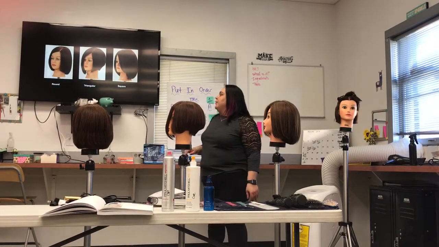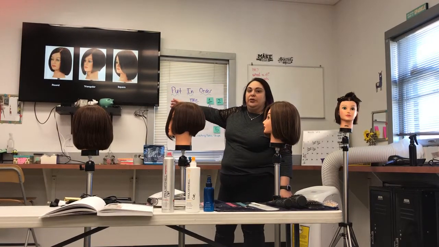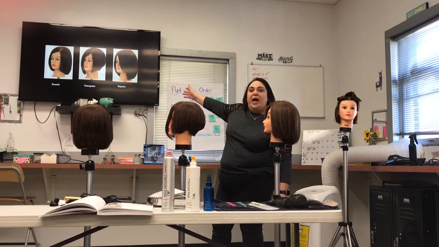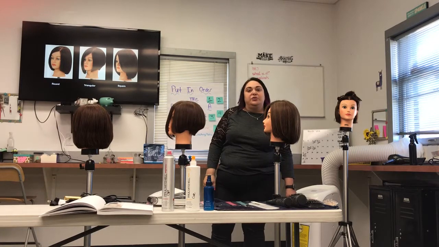And as you can see here, we have a picture of round, which is shorter in the front and longer in the back. We have triangular, which is shorter in the back and longer in the front. And we have square, which is balanced throughout the haircut.